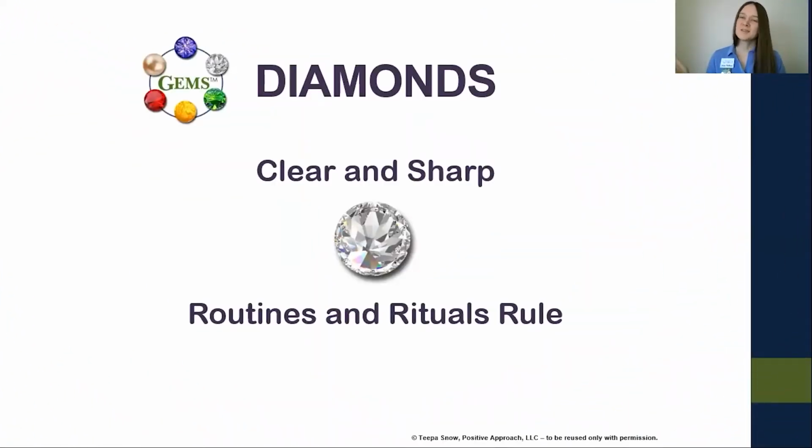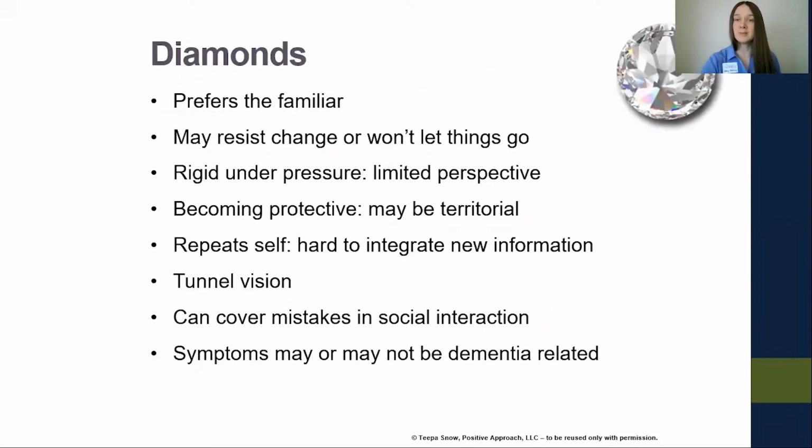Jessica again. In this interaction, we saw a clear and sharp diamond where routines and rituals rule and not really as flexible and able to roll with things anymore. Diamonds prefer things to be familiar and they may resist change or won't let things go. They can be rigid under pressure and have a limited perspective, becoming protective or territorial. They can repeat themselves as it's hard to integrate new information. We're looking at tunnel vision or scuba vision for our folks who are in a diamond state.